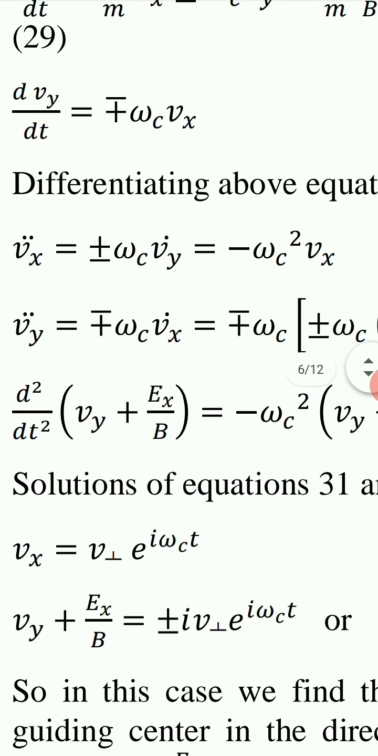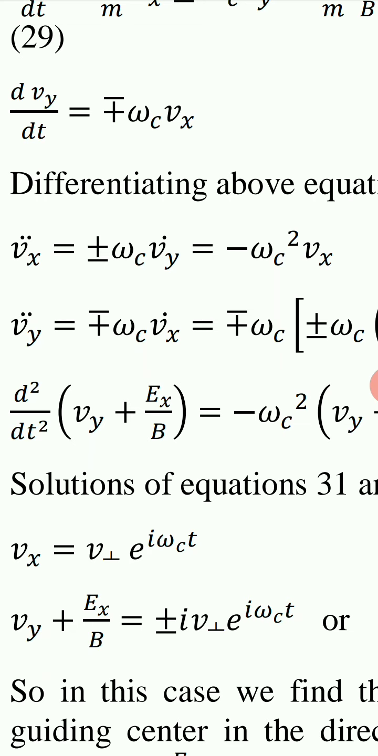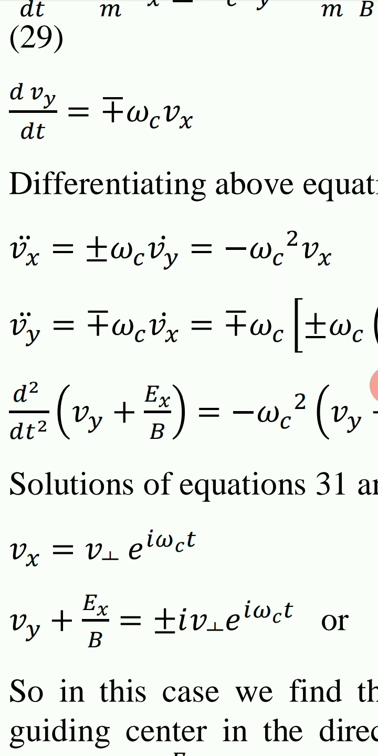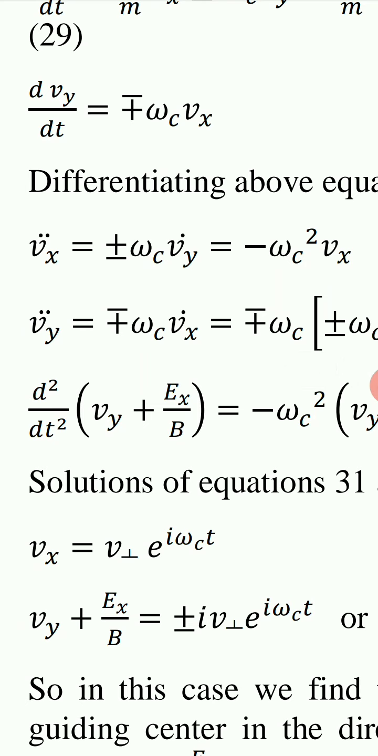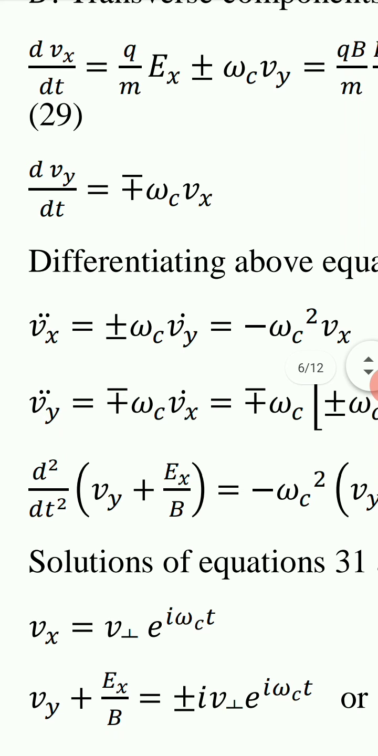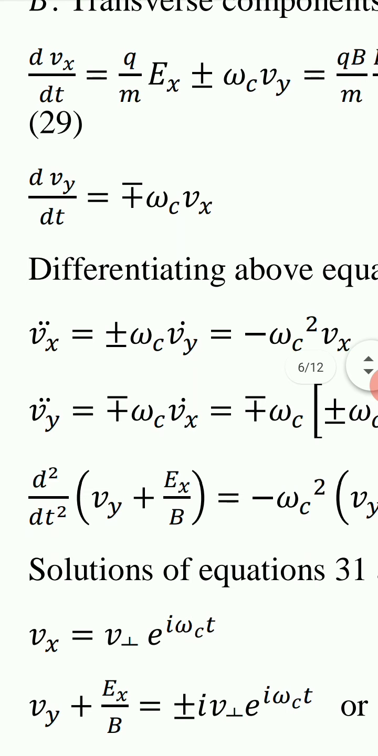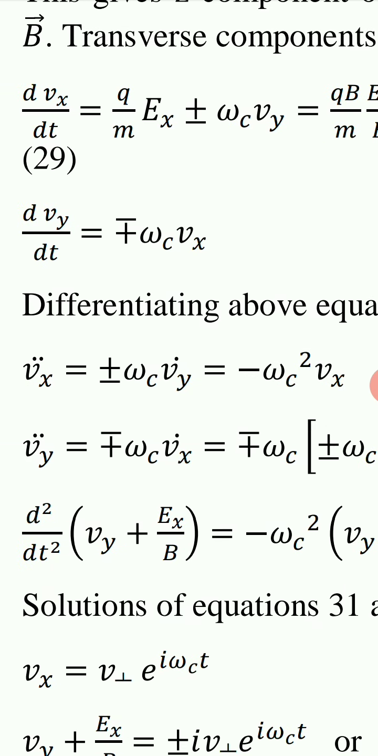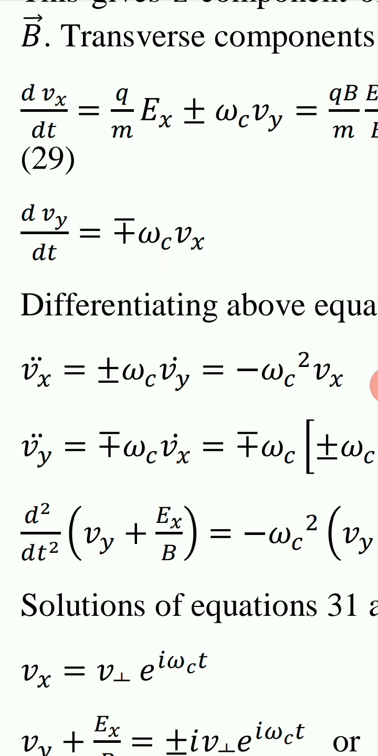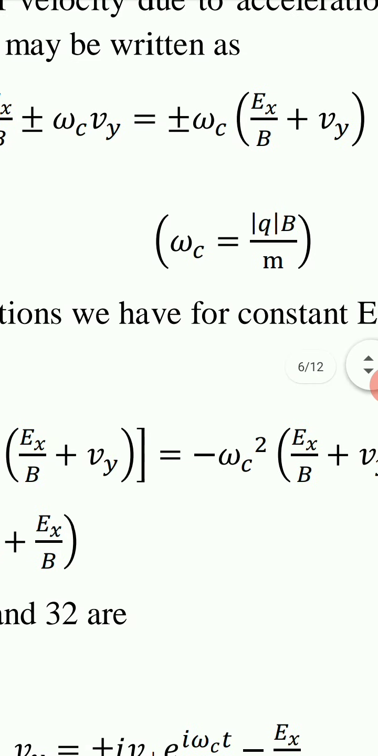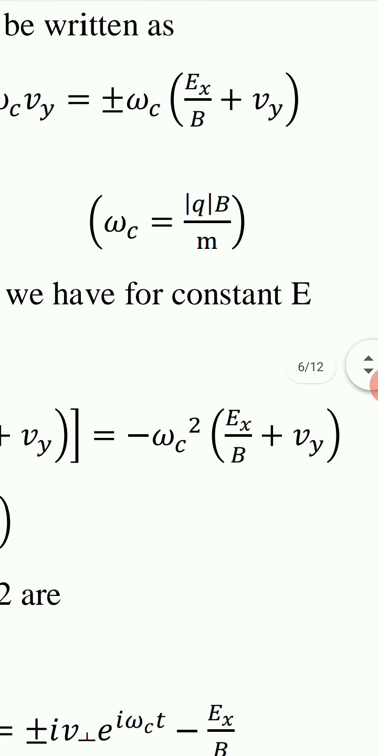if we differentiate equation 30, that is dVy upon dt equal to minus plus omega c Vx, with respect to t, in left hand side we get Vy double dot, and in right hand side we have minus plus omega c Vx dot. Differentiation of Vx is Vx dot, and the value of Vx dot is obtained from equation 29. From this equation 29 we have Vx dot, that is dVx upon dt, and it is equal to plus minus omega c into Ex upon B plus Vy.